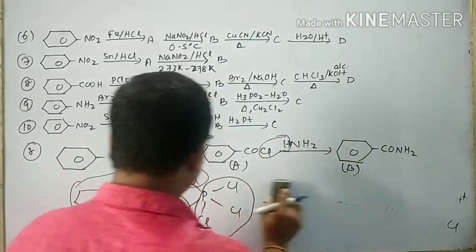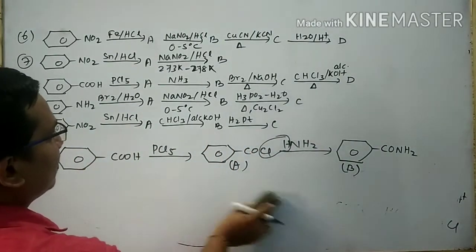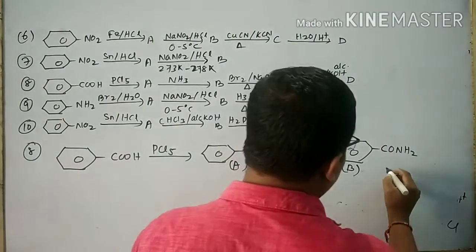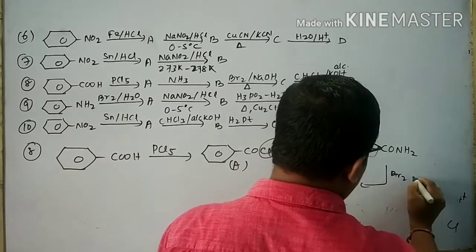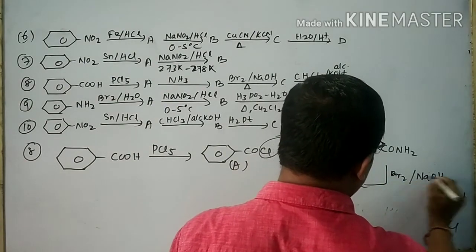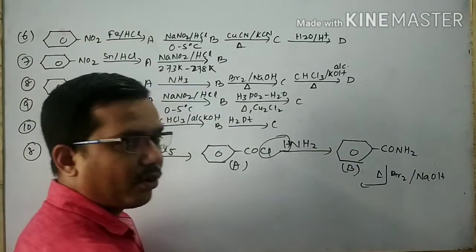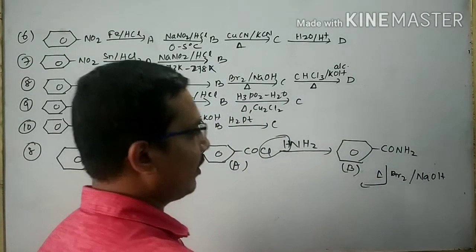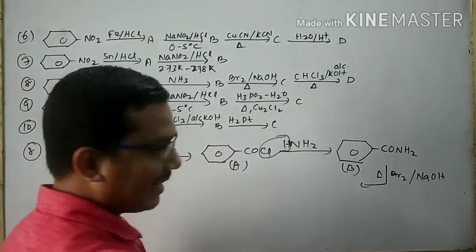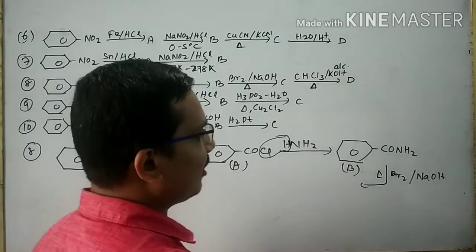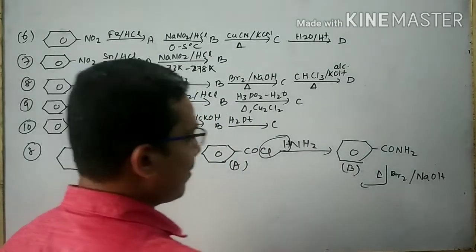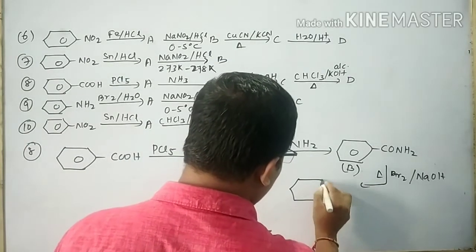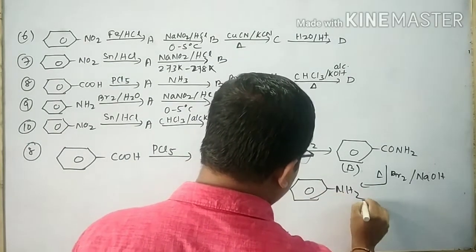Now B is subjected to reaction with the Br2 in the presence of NaOH. Heat is given here. This is your Hofmann bromamide reaction. So benzamide is converted into aniline. That means amide is converted to amine, which is having one carbon atom less than the amide. So the C product is your aniline.